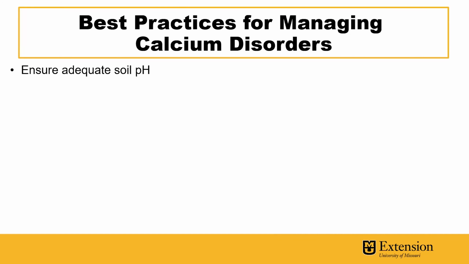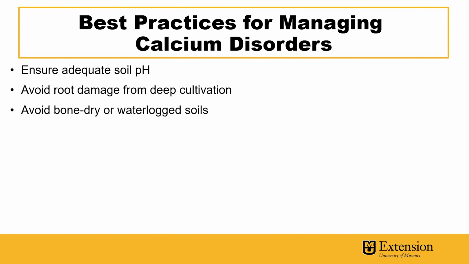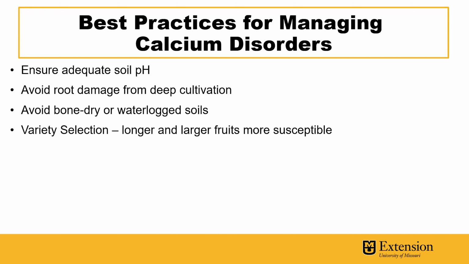Some best practices for managing calcium disorders are to ensure an adequate soil pH through soil testing and appropriate lime additions. We also want to avoid root damage from deep cultivation. Anything that damages the roots is going to affect the rate at which the plant can absorb moisture from the soil. We also want to avoid bone dry or waterlogged soils by managing irrigation appropriately. It's important to note that the longer and larger fruits are more susceptible to calcium disorders, so you might want to consider selecting different varieties if this is an issue you currently are dealing with.